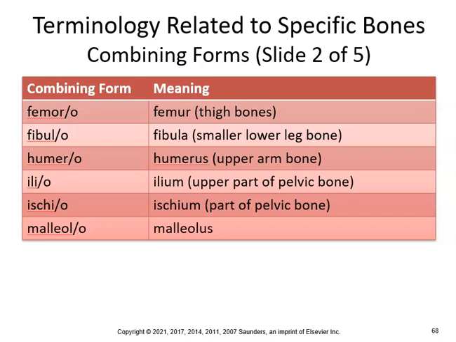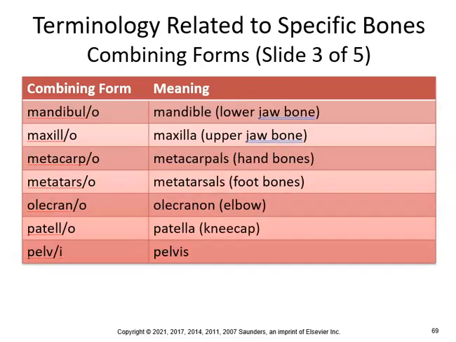Ilia, meaning the ilium, upper part of the pelvic bone. Ischia, meaning ischium, part of the pelvic bone. Malleolus. Mandibulo is mandible, lower jawbone. Maxilla is maxilla. Metacarpals, hand bones. Metatarsals, foot bones. Olecranon is the elbow. Patella is the kneecap. Pelvic is the pelvis.